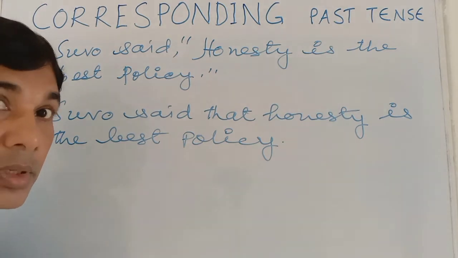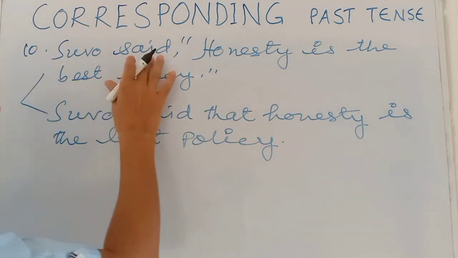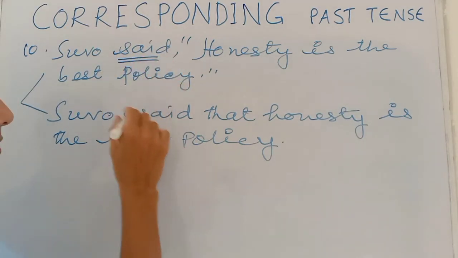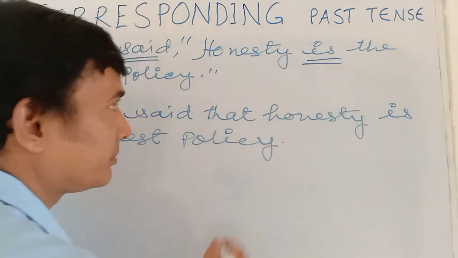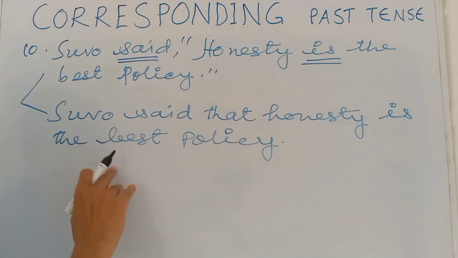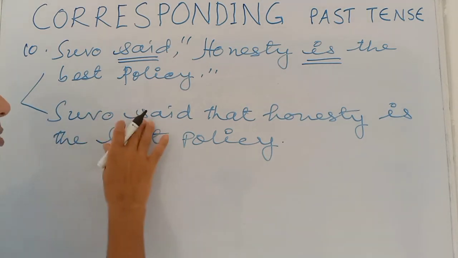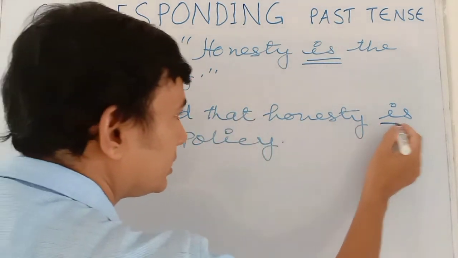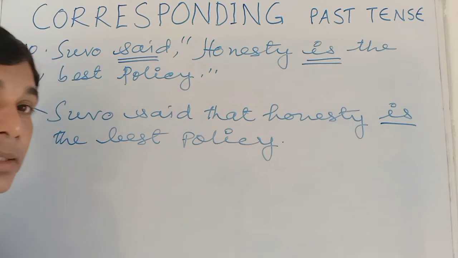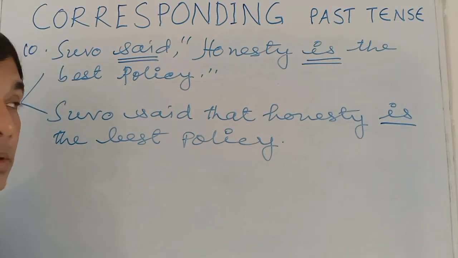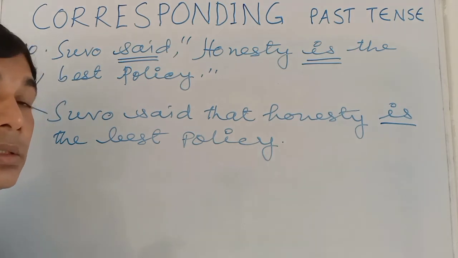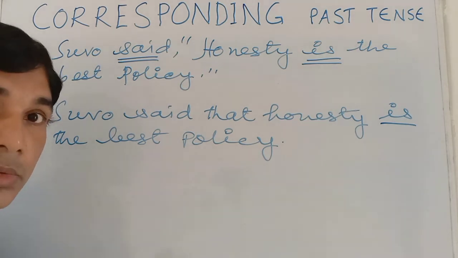Look at the board. What I have written. Shubho said, honesty is the best policy. Reporting verb past tense. Reported speech, it is in present tense. And when we turned it into indirect speech, I have written, Shubho said that honesty is the best policy. Again I have used present tense. Why? Because it is always true. When the statement denotes it is always true, this is called a universal truth.